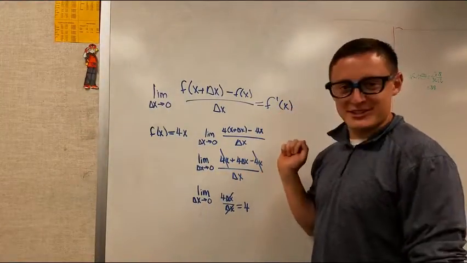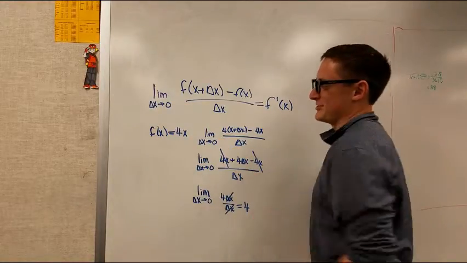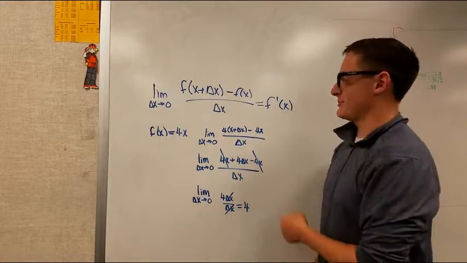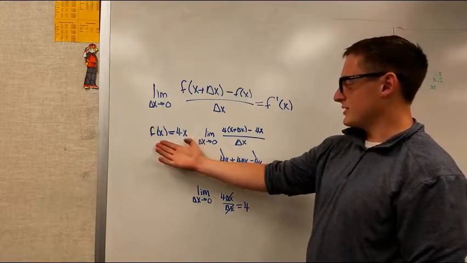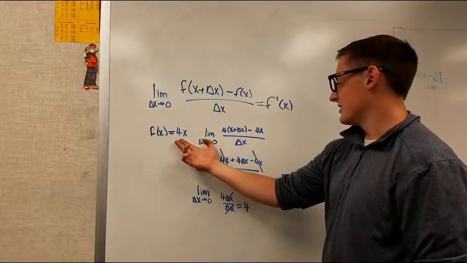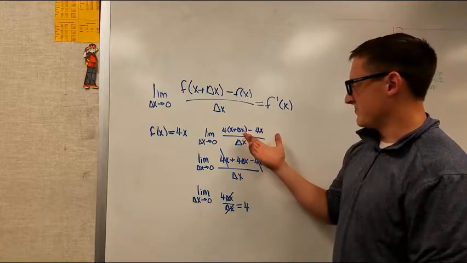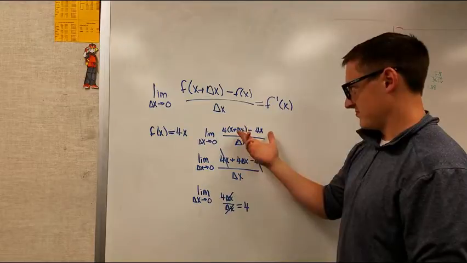This is the definition of a derivative. It is the limit as delta x approaches 0 of f of x plus delta x minus f of x, all over delta x. An example of this would be our function of 4x. Then we simply plug in that for where that is.